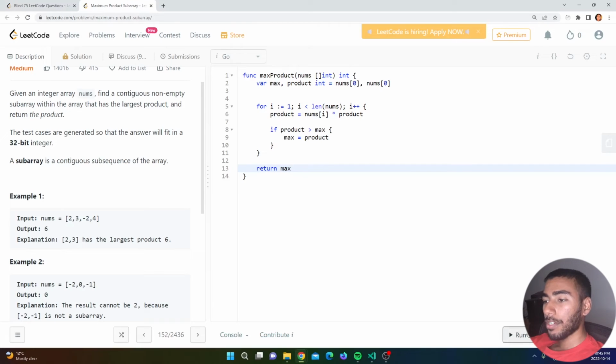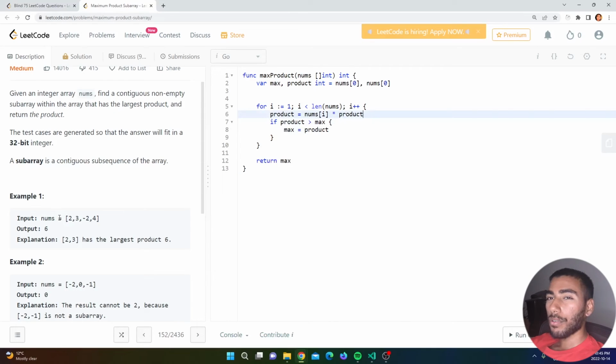So this is pretty much it. This can go to negative, positive, negative, and it can still keep track of that. And if it goes to 0, that's good, because that's like a reset, and then it'll start from that number. But only product will change. Max, we'll still keep track of the max as we go along.